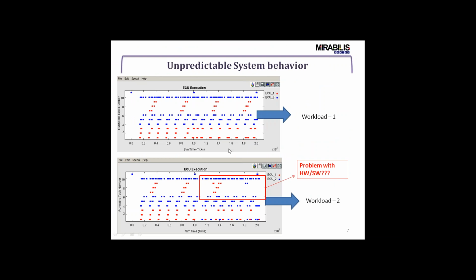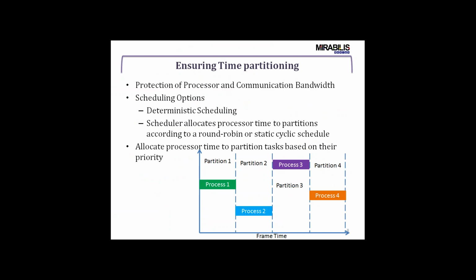And a couple of other concepts that I would like to talk about include ensuring your timing partitioning itself. To achieve your timing deadline or meet timing requirements for your real-time or hard real-time applications, you need to make sure that you are protecting your processor and communication bandwidth itself. And apart from that, you need to make sure that the scheduling is completely deterministic, and you're providing time slots for each of the partitions, and that the tasks which are falling in those partitions are executed in a given timing deadline itself, and they are not crossing the timing deadlines.